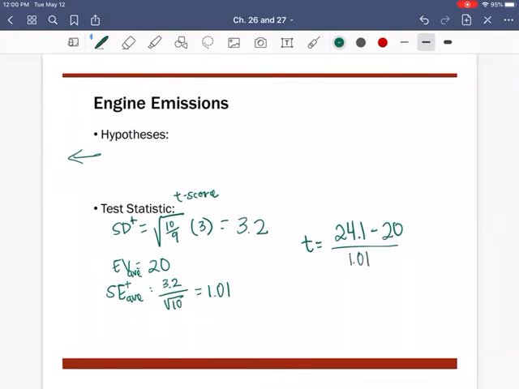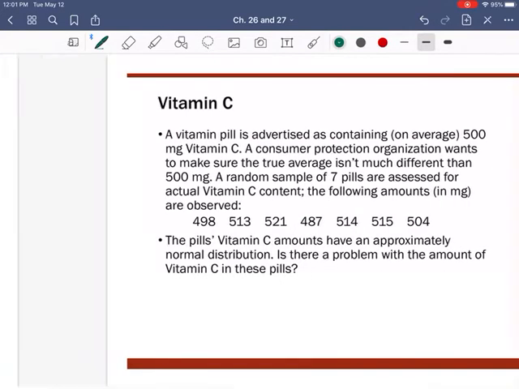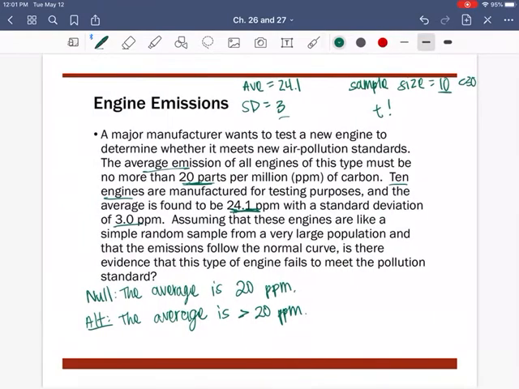Okay, T is going to be equal to what we got, that 24.1, minus what we expected to get, divided by the SE plus. Good criminy, she's still drinking. Okay, our degrees of freedom is going to be 10 minus 1. So our p-value is calculated by doing shade T.